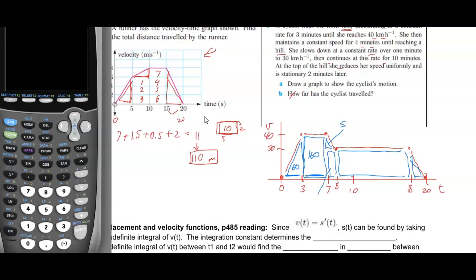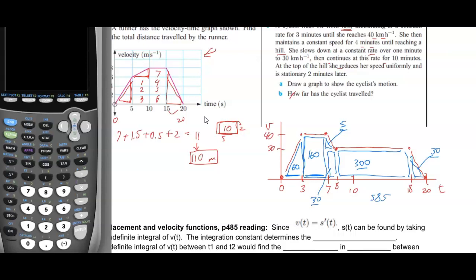And this rectangle here is 1 wide and 30 tall, so it would be 30. And then this rectangle here is 10 wide and 30 tall, so that would be 300. And then this triangle here is 2 wide and 30 tall, so it's 60 divided by 2, which is 30. Okay, so let's add these up. 60 plus 160 is 220, 250, 255, 555, 585. So 585.